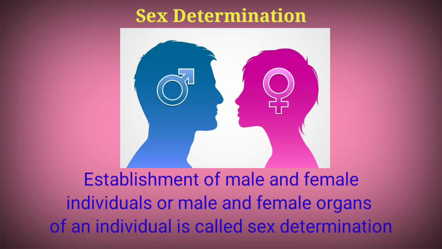So in very simple words, we can say that the establishment of male and female individuals, or male and female organs, in a particular species or for an individual, that is only called sex determination. So I hope you have understood the definition of sex determination. Now let's come to the mechanism of determination of sex in an individual.